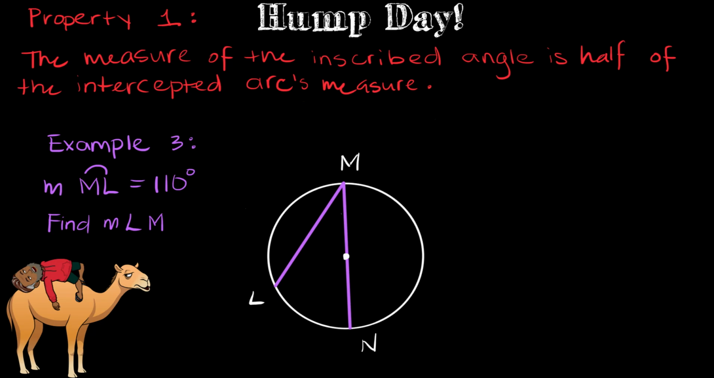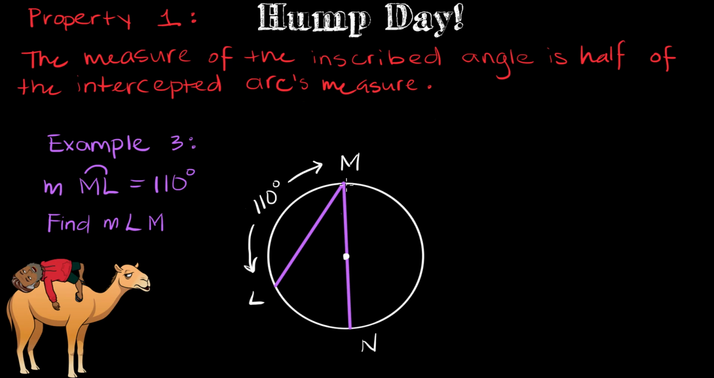Example number 3. All right, very similar problem. We have an inscribed angle. The inscribed angle is M with the intercepted arc of LN, and we know that ML is 110. So I now know that this arc right here is 110 degrees. The problem is I don't know what LN is, and I don't know what this is.